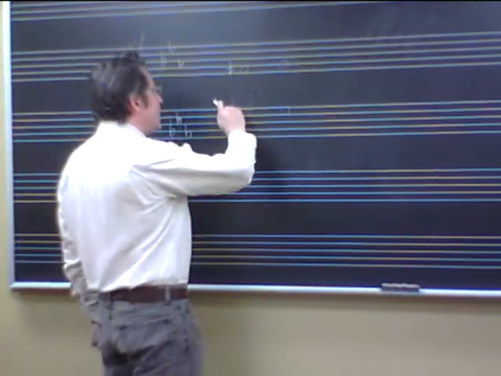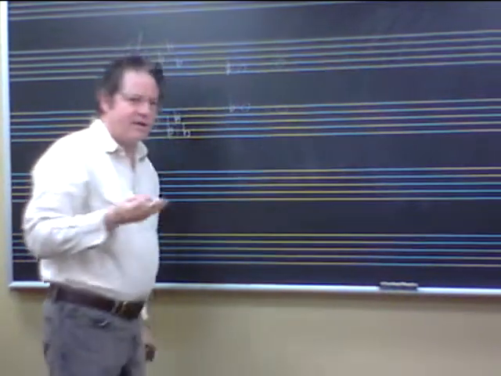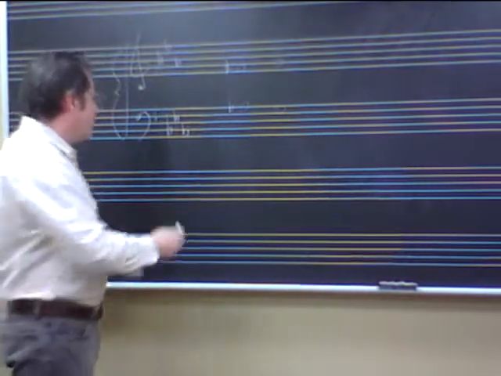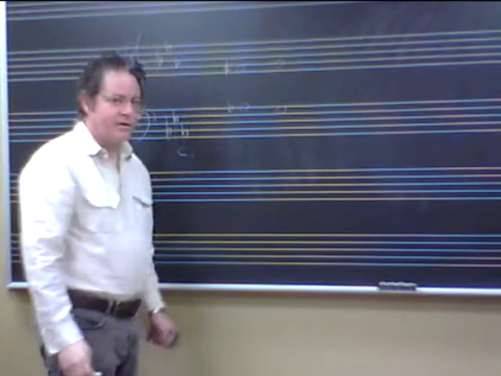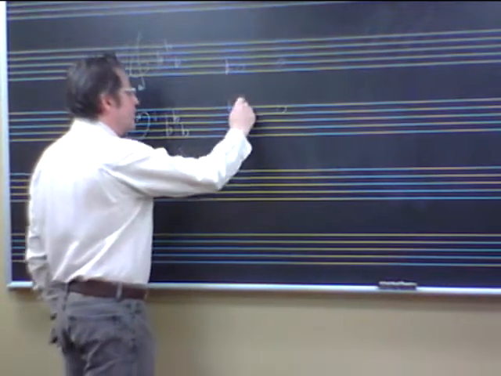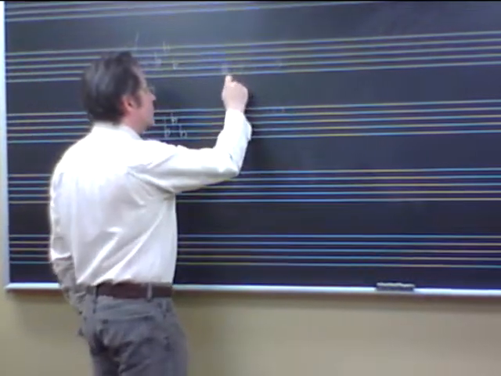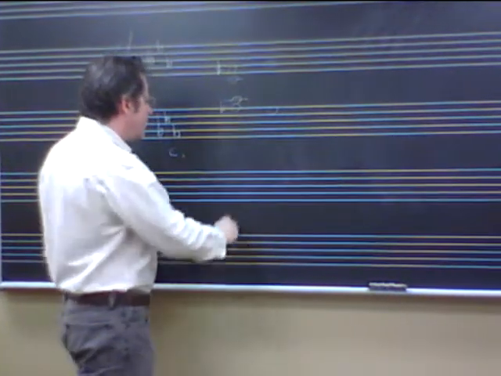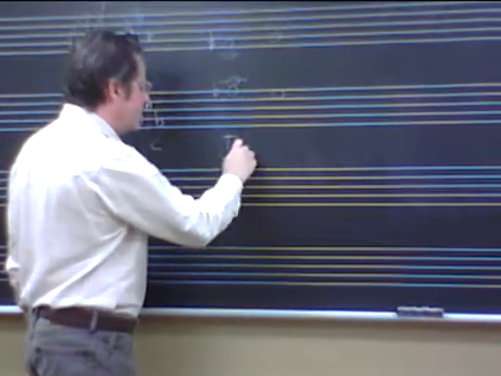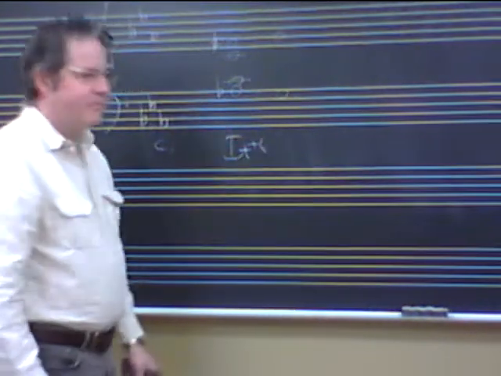All we need to do to have an Italian augmented sixth is we add the keynote. If we're in the key of C minor, our keynote is right there, C. And guess what? We double the C. And there we have a beautiful Italian augmented sixth chord.